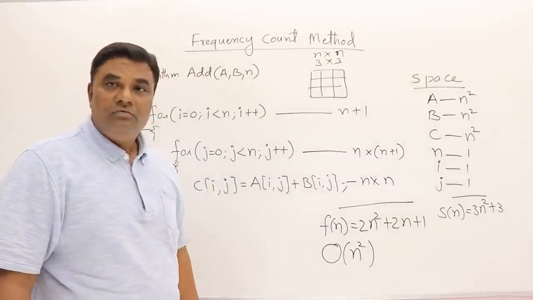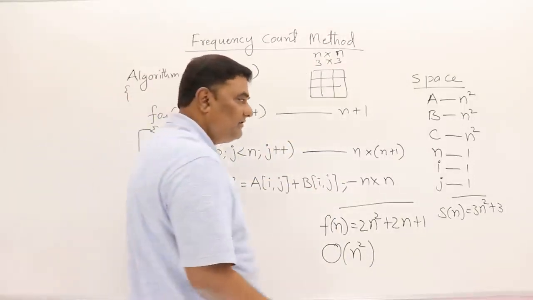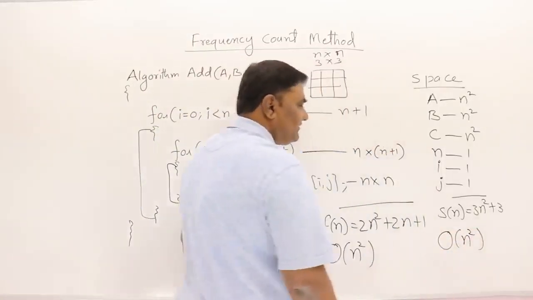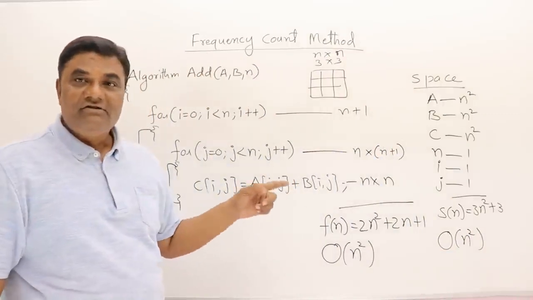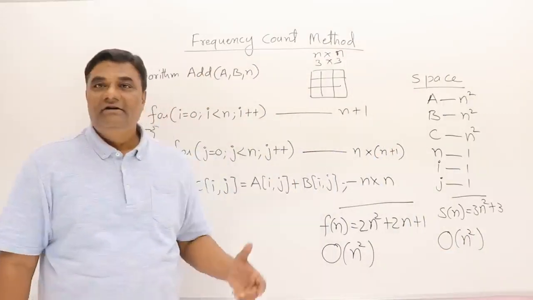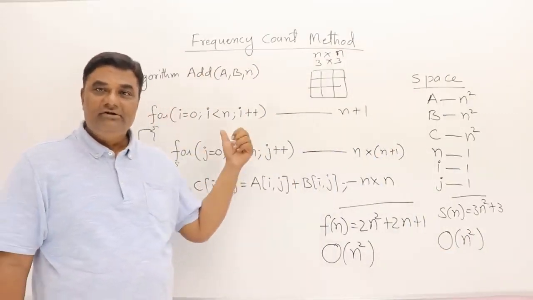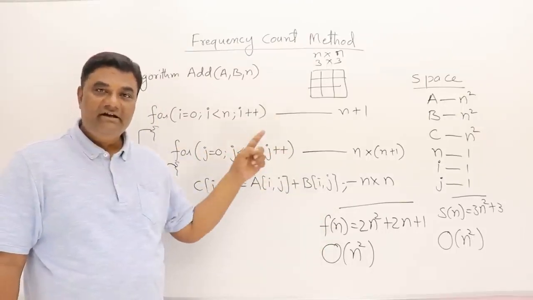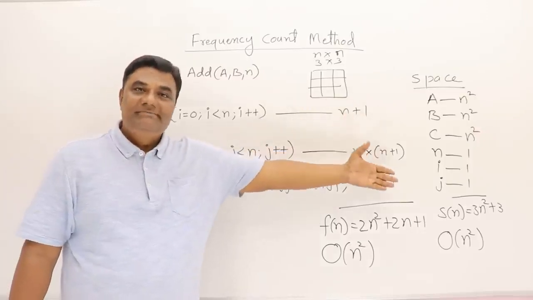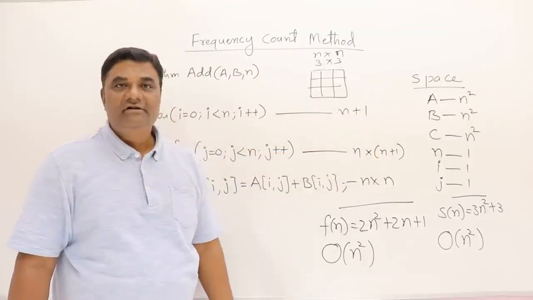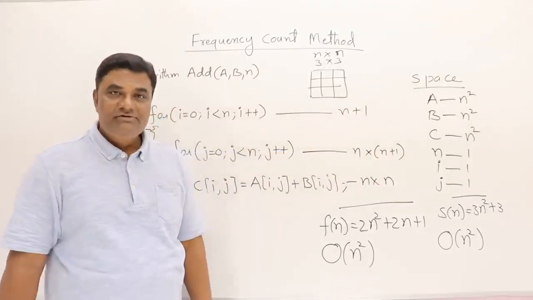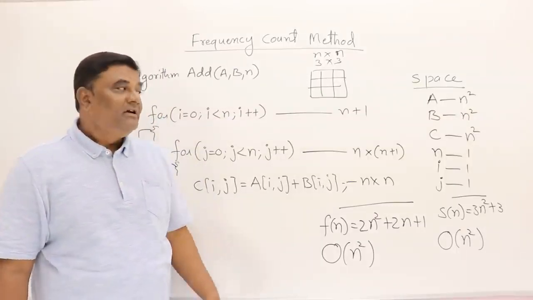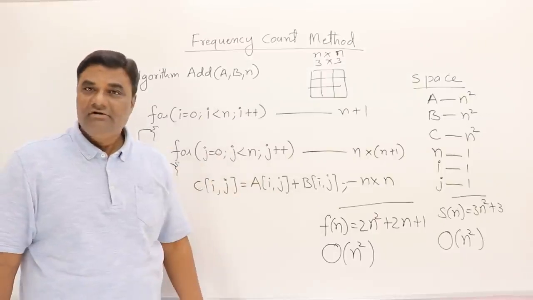Then what is the degree? N square. So this is also n square. Space complexity is also n square. So the time and the space complexity of this algorithm is n square. How to find the time complexity? I have shown it here. How to find the space complexity? I have shown it here. For a few algorithms I may be showing; for any other algorithm you can find this by following this approach.